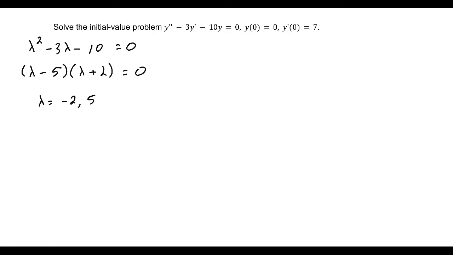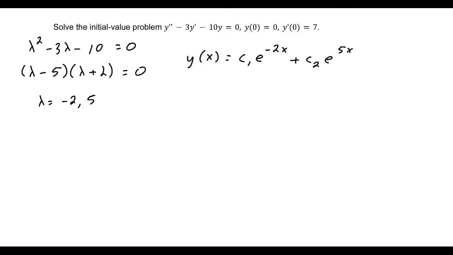Because we have two distinct solutions, this means our general solution is y of x equals c sub 1 times e to the negative 2x plus c sub 2 multiplied by e to the 5x.